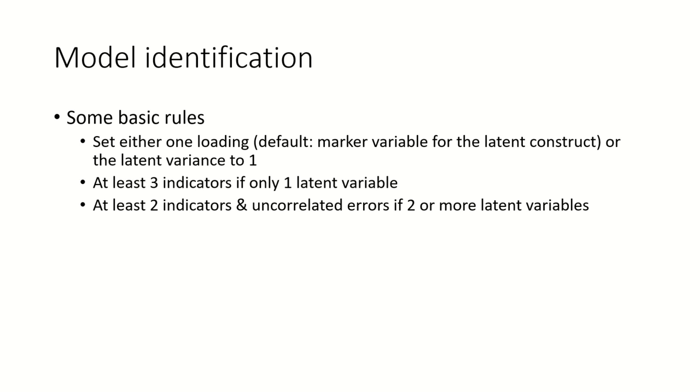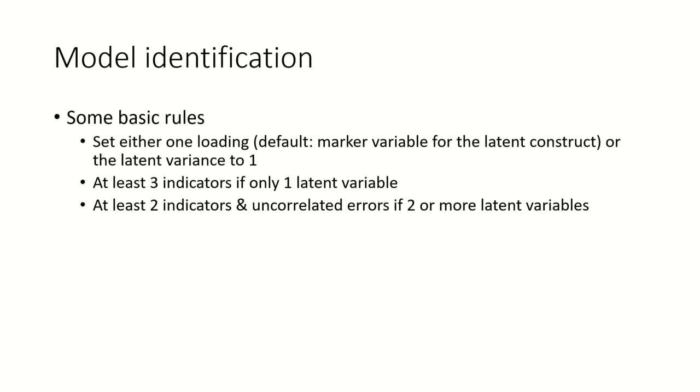So just to recap, we need to set some constraints on our models in order to get them identified. So the first thing that we need to do is we need to have a marker variable that we set, and we have to have at least 3 indicators if we only have 1 latent variable, or if we have 2 or more latent variables, we can actually get away with just 2 indicators.